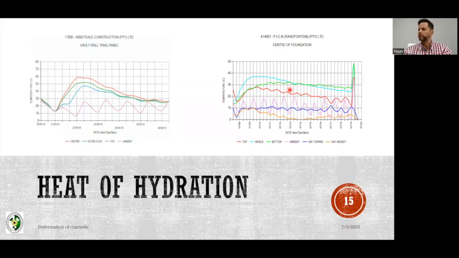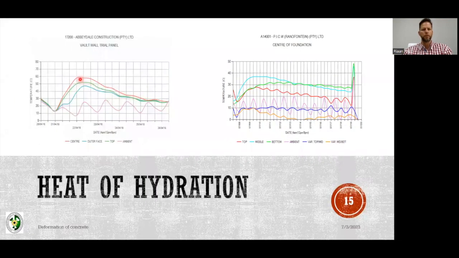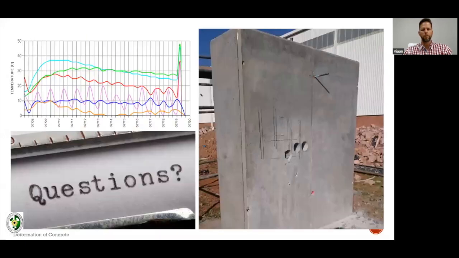While I wait for a question, this is the trial panel that we cast on site. So that's a 600 thick. And this is about, I think, a 2.4 meter high wall. So the center of that went as high as almost 60 degrees over here. This is the same wall. This is the vault wall.